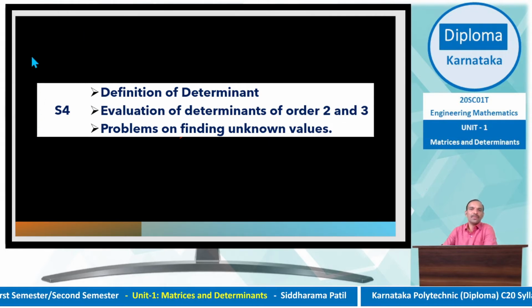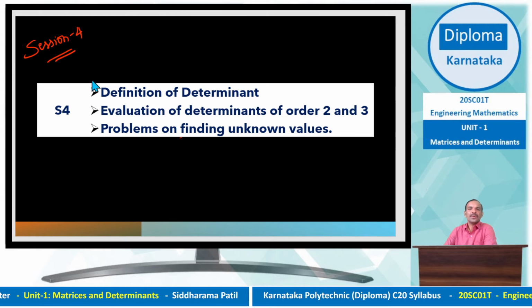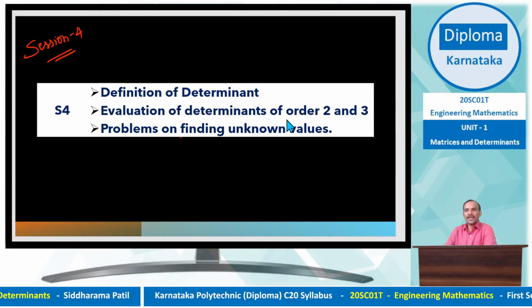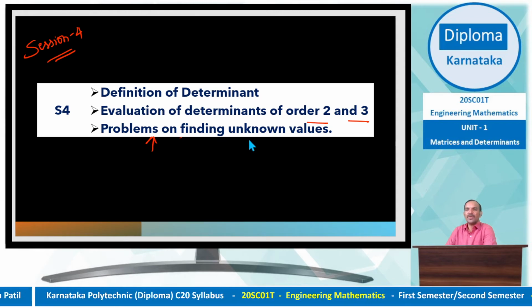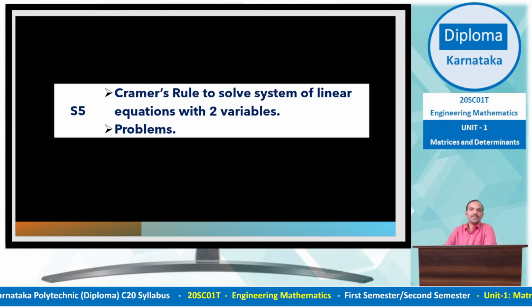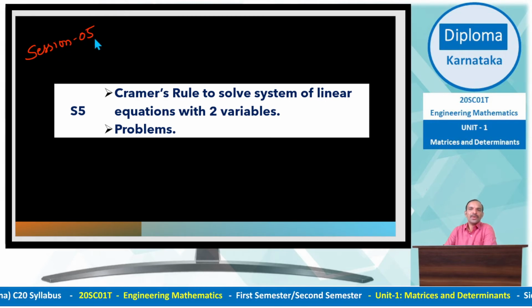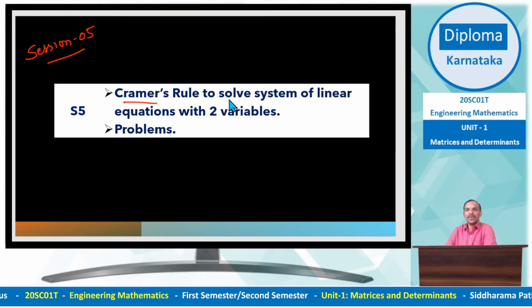In session 4, you are going to learn definition of determinant, evaluation of determinant of order 2 and order 3, and some problems on finding unknown values in a determinant. In session 5, ಅಲ್ಲಿ you are going to learn Cramer's rule to solve system of linear equations with two variables. ಅಂದ್ರೆ ಎರಡು unknowns ಇರುವಂತ equation solve ಮಾಡಕ್ಕೆ you are going to learn Cramer's rule.